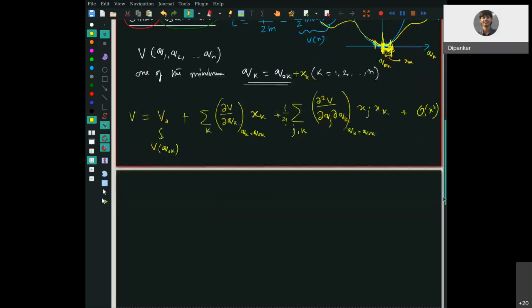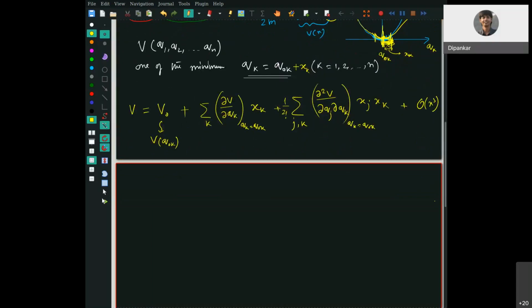Good. So since the point qk equals q0k is a minimum, I can readily see that this term doesn't contribute, so this is 0. Okay. And this is of course a constant. And a constant added to the potential doesn't matter.